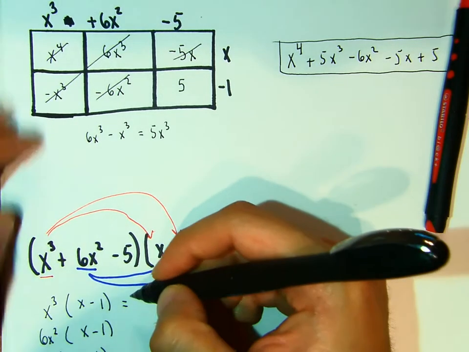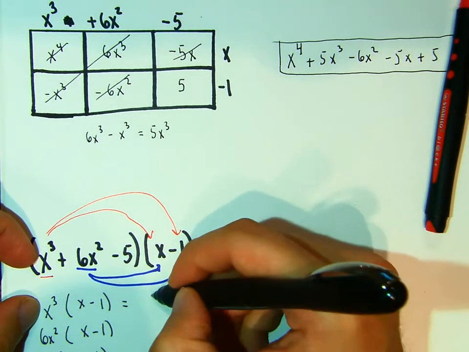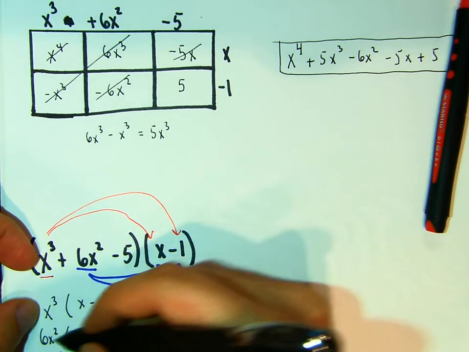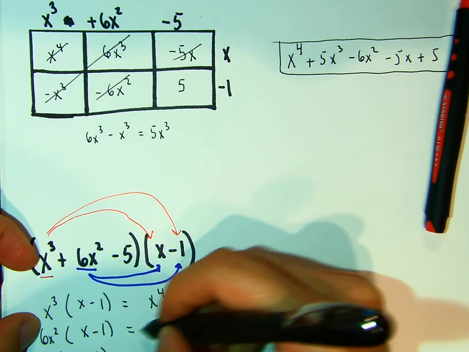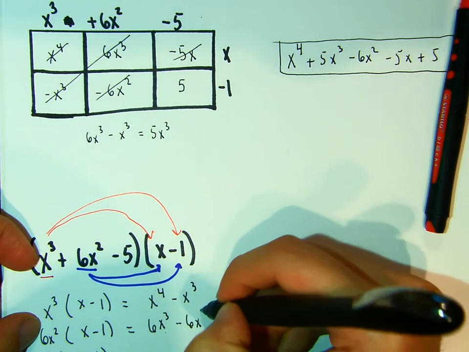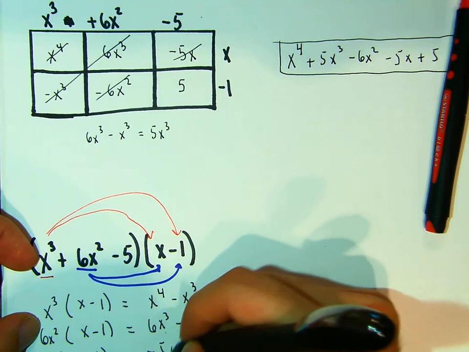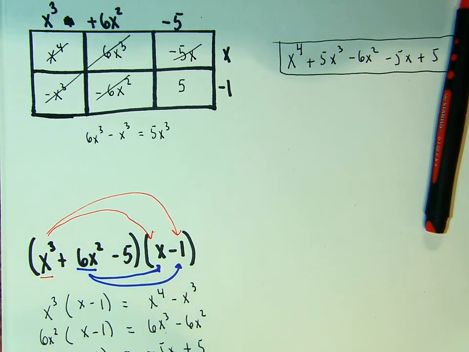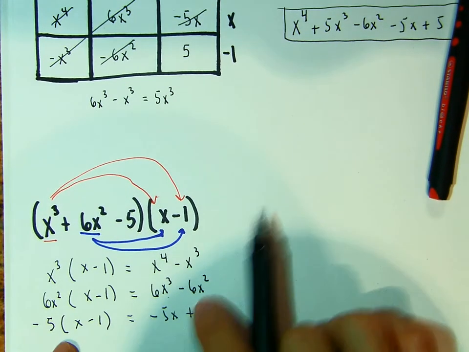Okay? And then you just trust yourself, right? X cubed times x is x to the 4th. X cubed times minus 1 is negative x cubed. 6x squared times x is 6x cubed. 6x squared times minus 1 is negative 6x squared. This is minus 5x plus 5. Okay, because negative 5 times x is negative 5x. Negative 5 times negative 1 is positive 5. My bad. Camera angle was bad.